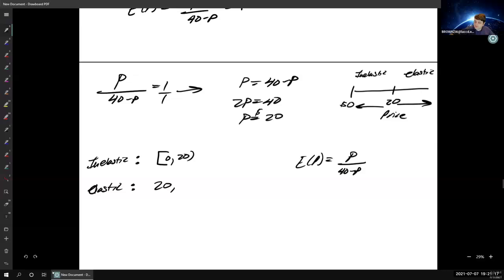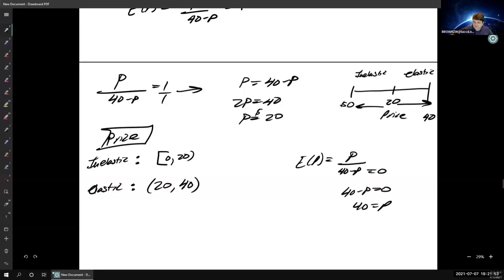Where do we top out? What you can just do is, once you have this function, set your denominator equal to 0 real quick. And then you'll just have 40 minus p equals 0. So the price we top out at is $40. And there we have the interval for which my good is elastic. And this is once again the intervals of price.